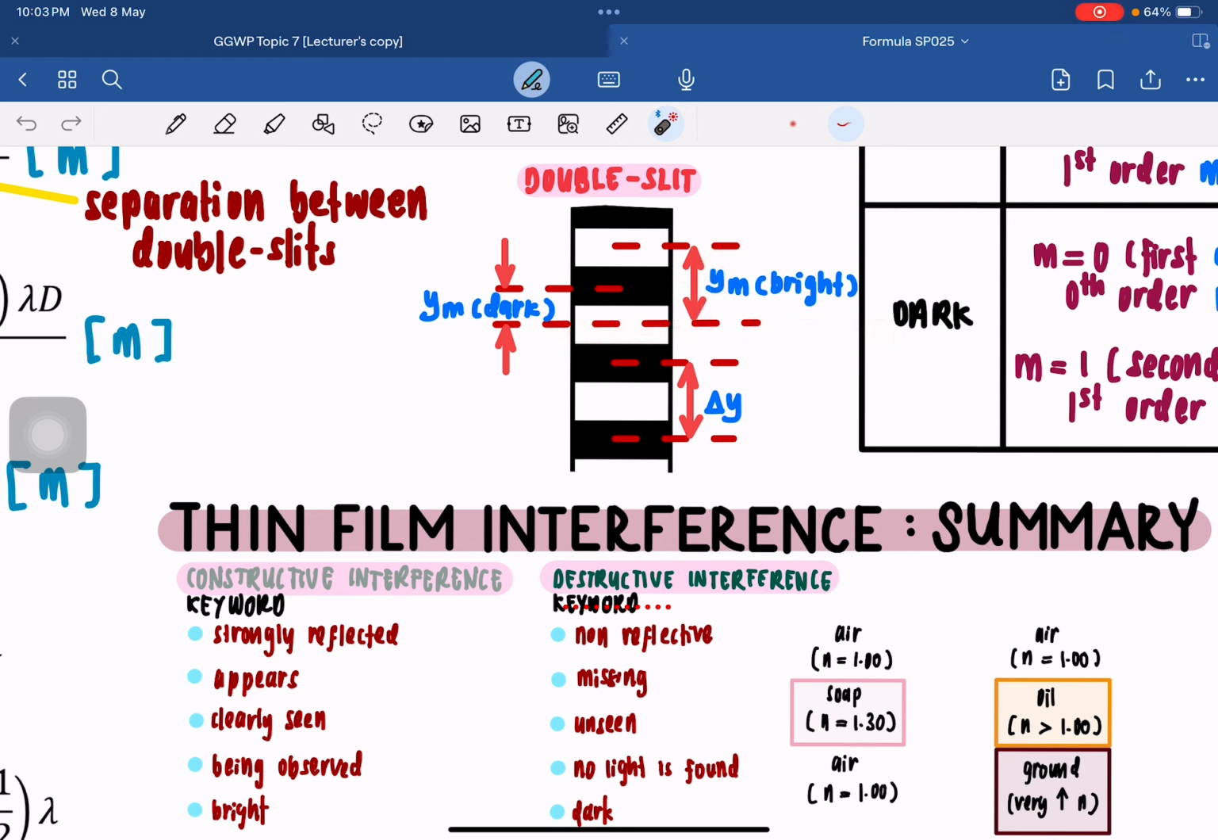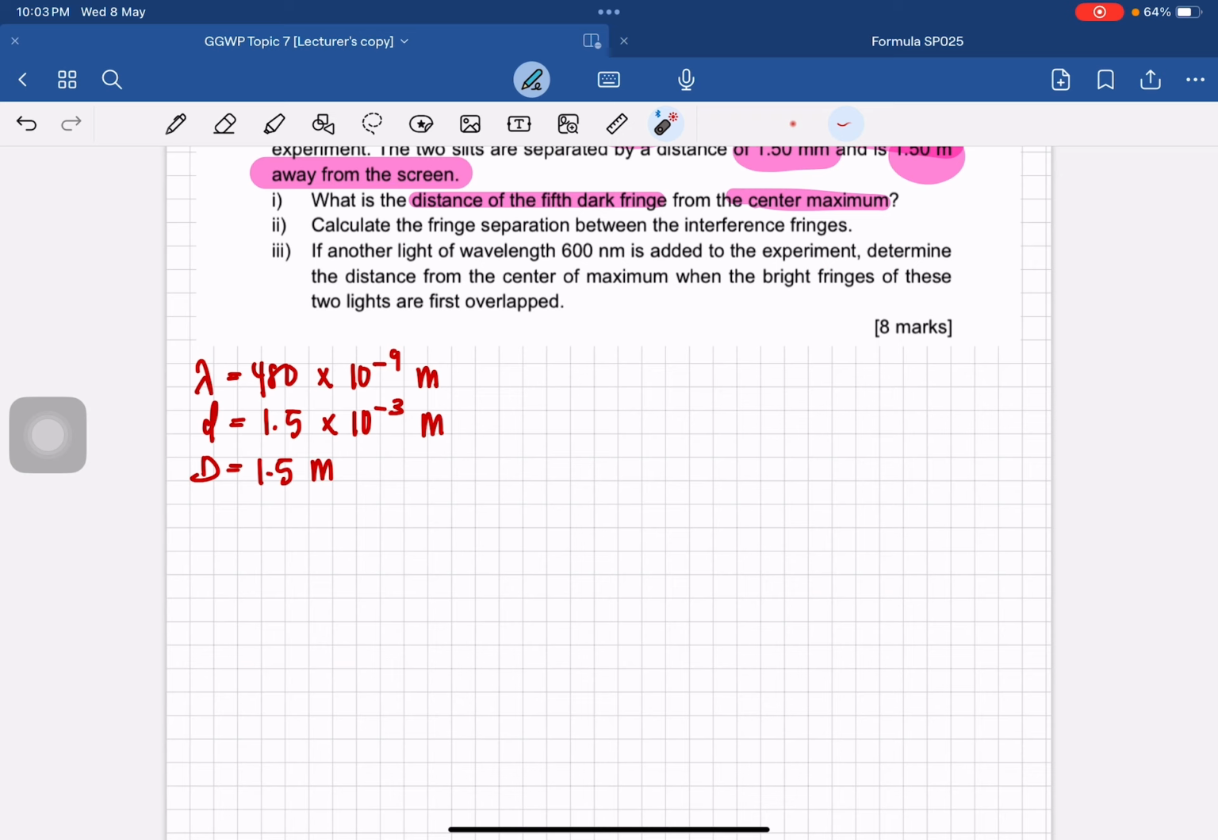Okay, difference dengan delta Y ni. Delta Y ni adalah fringe separation. So it doesn't have to be from the center, it just have to be consecutive fringe. Contohnya kalau dia bright, dia mesti dengan bright. So bright to bright, ini kita panggil sebagai delta Y, which is the separation between the fringe, fringe separation. Okay, so yang ini sekarang ni soalan mention dia mesti dari center. So obviously it should be Y.